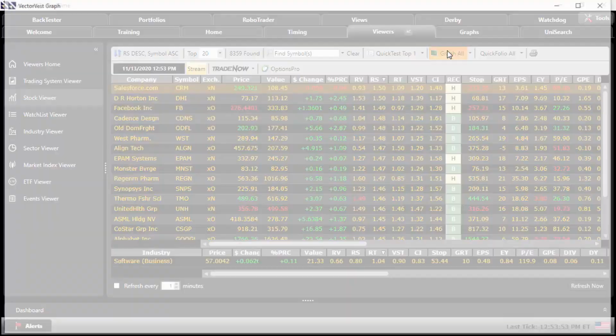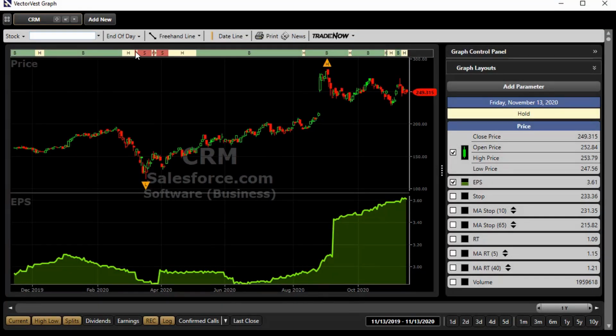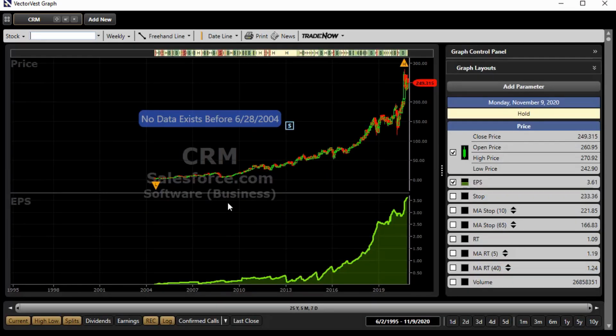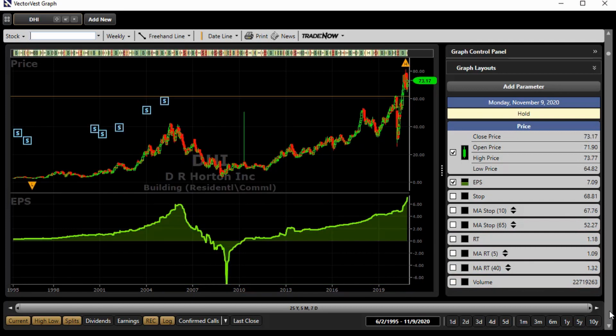Let's graph these all. And I'm going to go change from end of day. I'm going to go to weekly, all data. So as I look at that, wow, CRM, look at that move, steady move, bottom left, top right. Yes, we are looking at weekly data, and look at the earnings per share. Wow, how quickly was I able to find CRM? Let's go to the next one.